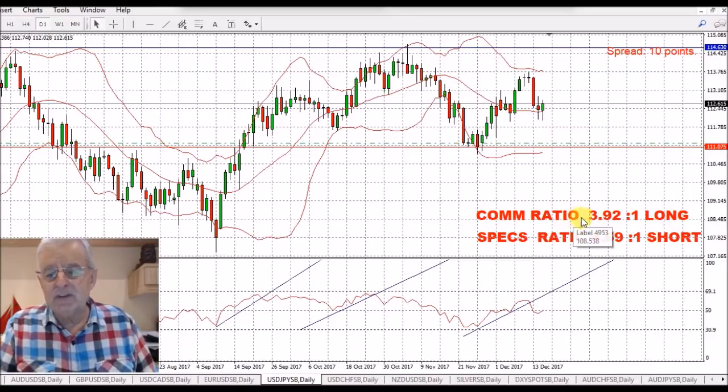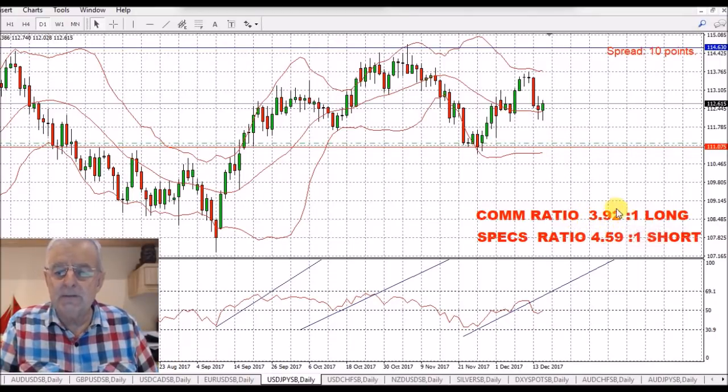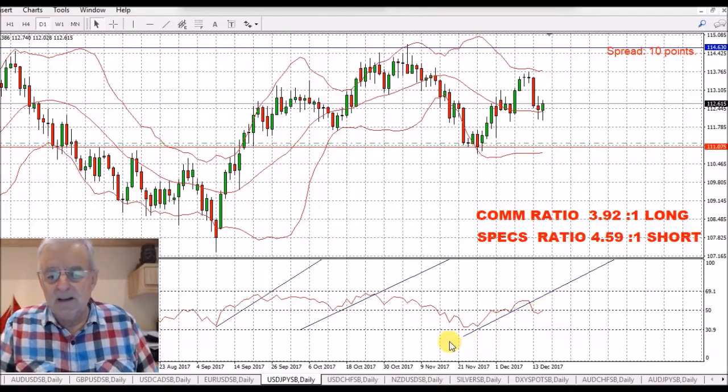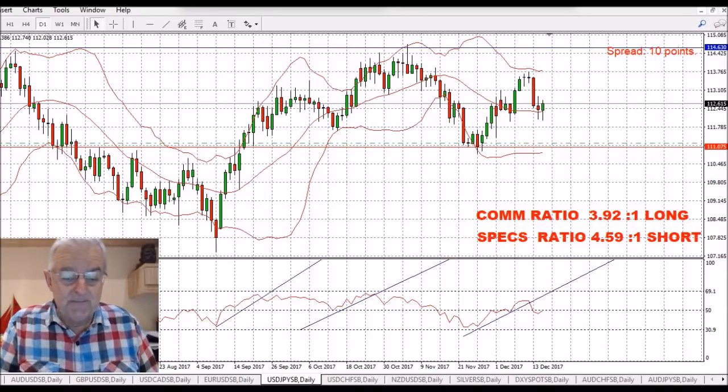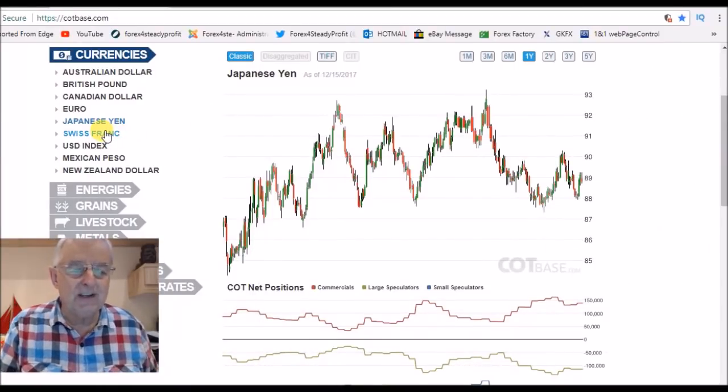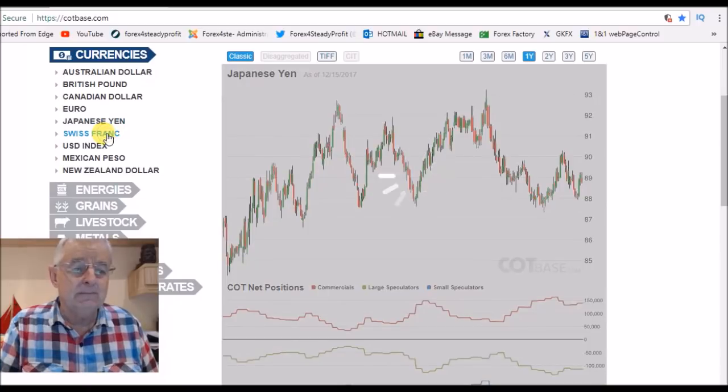The commercials have reduced their long ratio to 3.92 to 1. We're just below the 50, it's 49.48. But I am looking for this to move further down. I prefer it on the crosses. I'm just bullish the US dollar and even more bullish the Japanese yen, but I think it's a better trade on the crosses. So, hey ho.